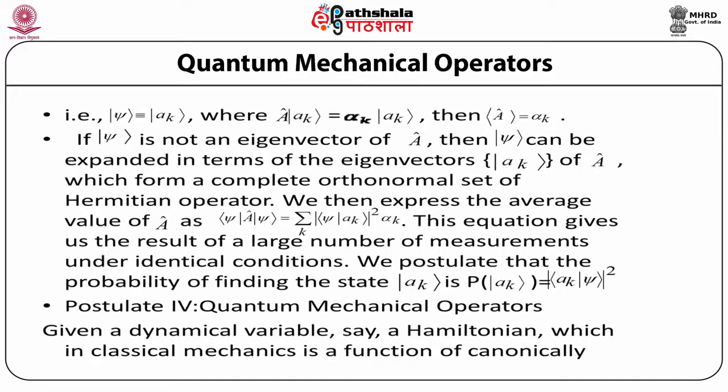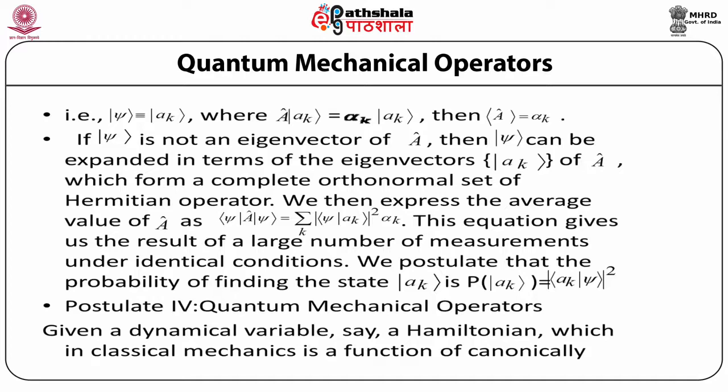Now, continuing in postulate 3, that is the measurement postulate, we see that in case the ket vector psi is an eigenvector of the operator A, that is, ket vector psi is equivalent to the eigenvector AK, where operator A acting on the ket vector AK is equal to eigenvalue alpha k times the ket vector AK, then the expectation value or the average value of the operator A is equal to alpha k, that is the eigenvalue of the state.